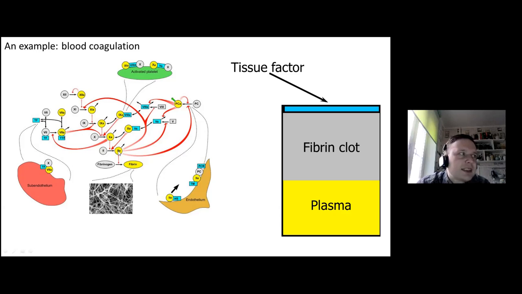We can speculate that it is just to make the system more reliable, but it is not like that, because without factor 9A, we have a severe bleeding disorder, hemophilia B. And without factor 7A, we also have severe bleeding. And without tissue factor, it is not possible to survive at all. So these two reactions clearly have different functions. And it is not clear why we need two of them.